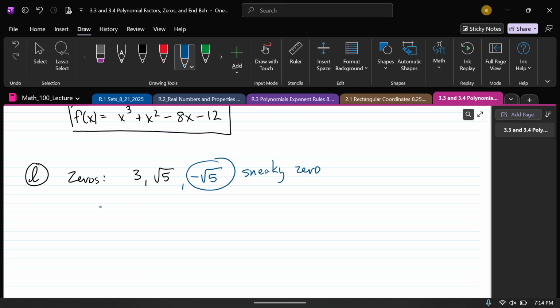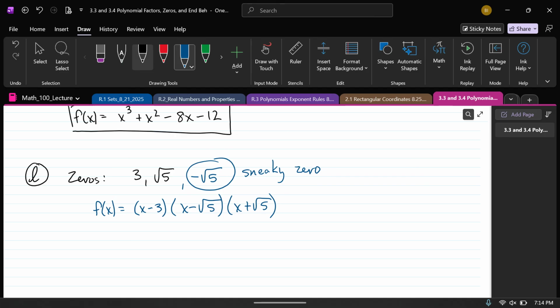So then you build your factors. x minus 3, x minus the square root of 5, and x plus the square root of 5. So the x minus the square root of 5 is coming from the positive. The x plus the square root of 5 is coming from that minus. Opposite sign there. Now we're going to multiply that together.